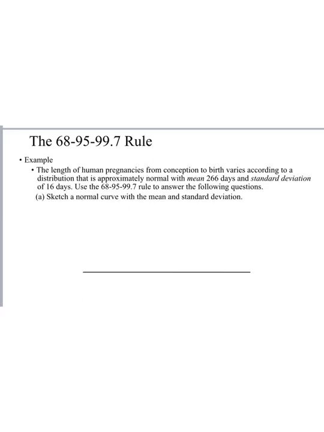If we look at this next example, it says the length of human pregnancies from conception to birth varies according to a distribution that is approximately normal with a mean of 266 days and a standard deviation of 16 days. I want to use the 68, 95, 99.7 rule to answer the following questions. Letter A is going to ask you to draw the normal distribution curve.